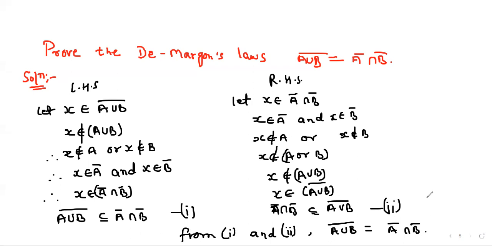So for proving this identity, we have to prove first left hand side. We have to show that left hand side is a subset of right hand side, and then right hand side is a subset of left hand side. If both are subsets of each other, then we can say both are equal. So this is our required proof.